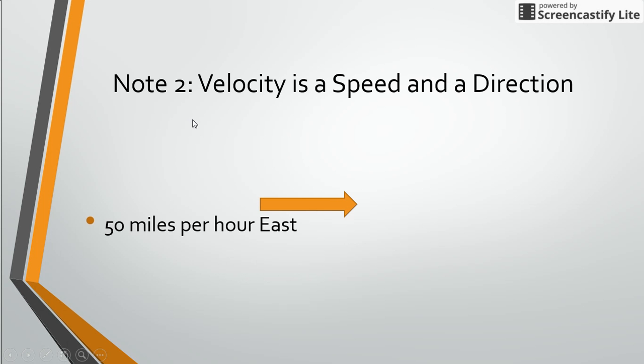Note number 2. Velocity is a speed and a direction. So instead of just a speed like 50 miles per hour, I add a direction. So it would be 50 miles per hour going east.